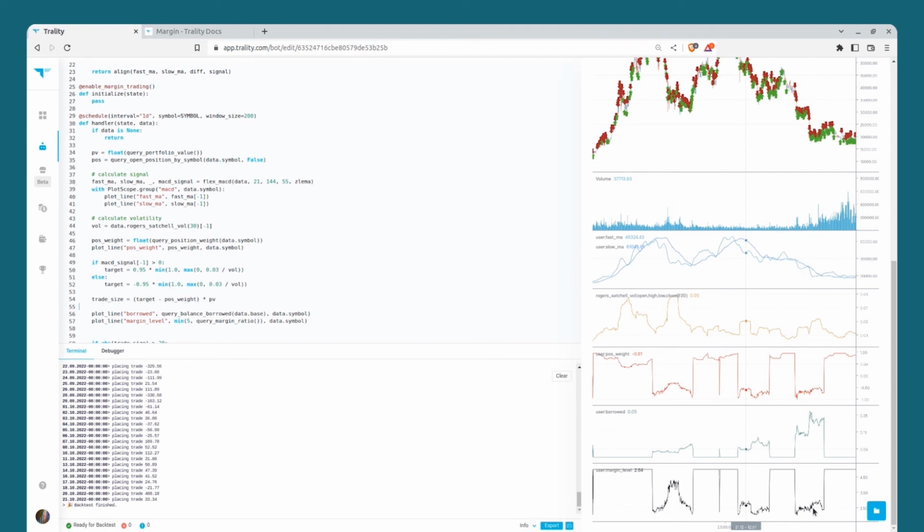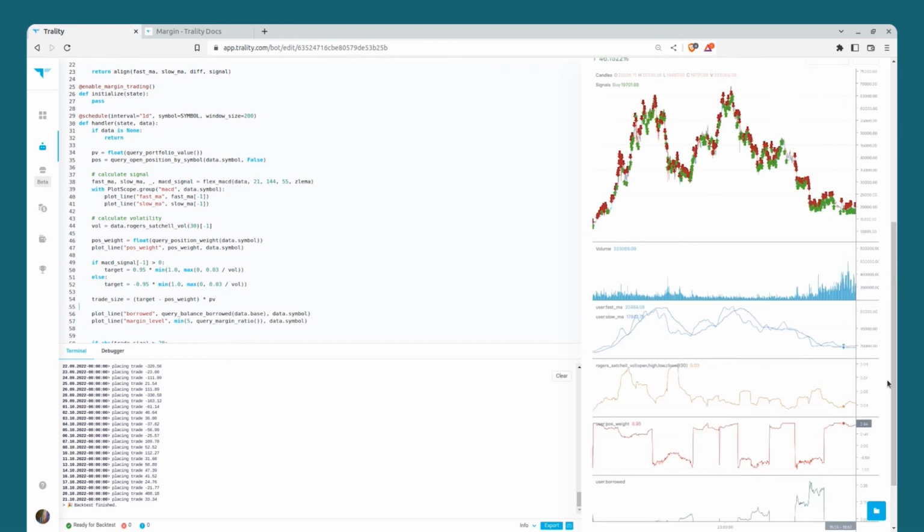And then we can also see the weight, and this is the percentage of the account that's allocated to Bitcoin. So we can see that being long and short.